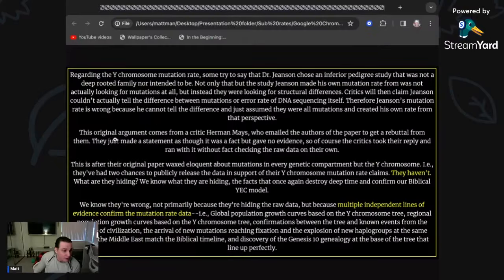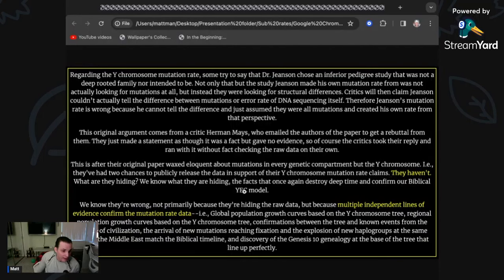And the original argument comes from a critic named Herman Mays, who emailed the authors of the paper to get their rebuttal from them. They made a statement as though it was a fact, but gave no evidence. So, of course, these critics took their reply and ran with it without fact-checking the raw data on their own. Surprise, surprise. After this, the original paper waxed eloquent about the mutations in every genetic compartment but the Y chromosome, i.e., they've had 2 chances to publicly release the data in support of the Y chromosome mutation rate claims. They haven't. And so what are they hiding?